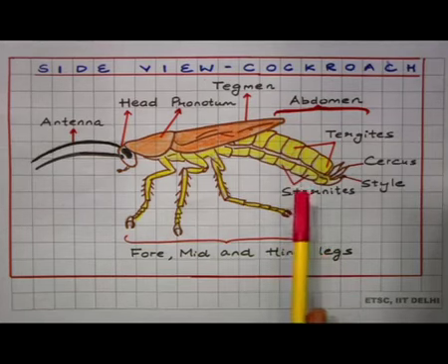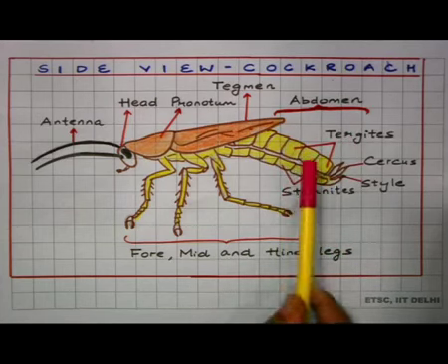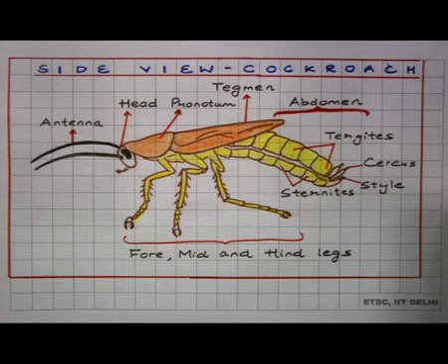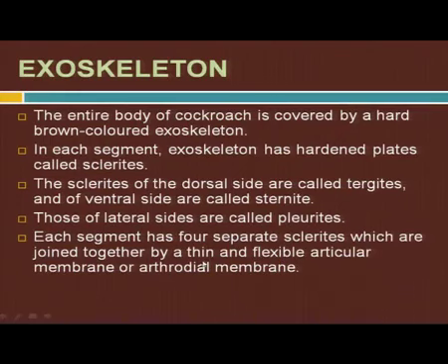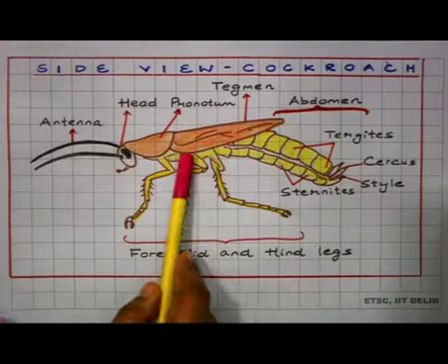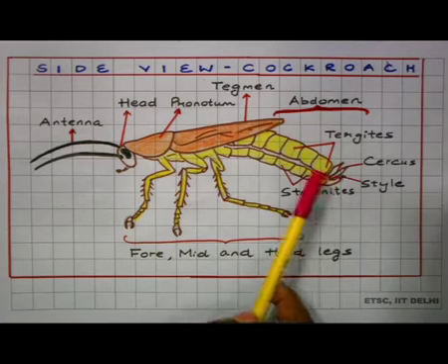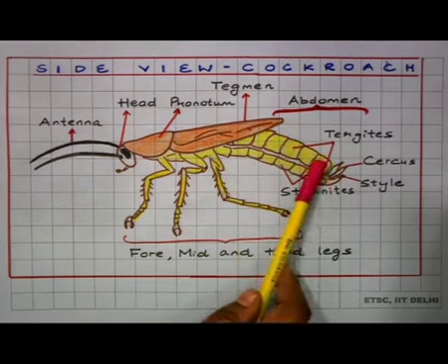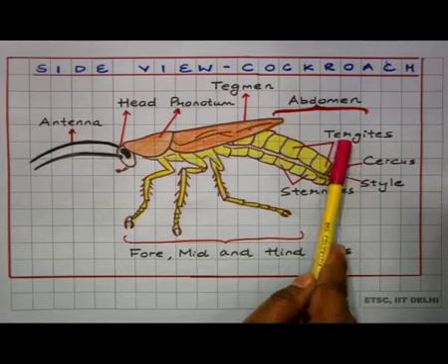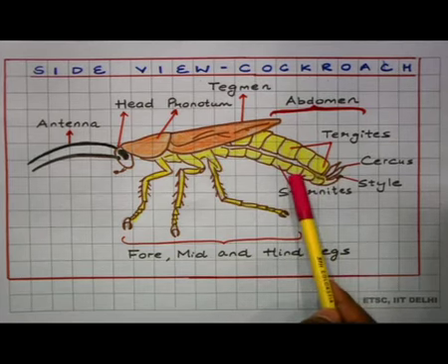Each segment has 4 sclerites, and the 4 sclerites comprise the tergites, sternites and pleurites, and they are joined together by a thin and flexible membrane which is known as the articular or arthrodial membrane. I hope it is clear. So, this part is showing the exoskeleton, the outer skeleton-like structure, the hard rigid covering, brown colored, composed of chitin, and each segment has sclerites. Dorsally the sclerites are known as tergites and ventrally they are known as sternites, and they are attached together with the help of the arthrodial membrane.